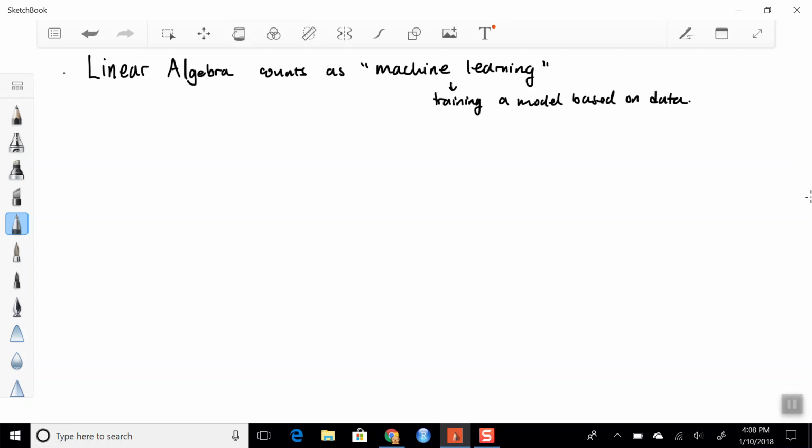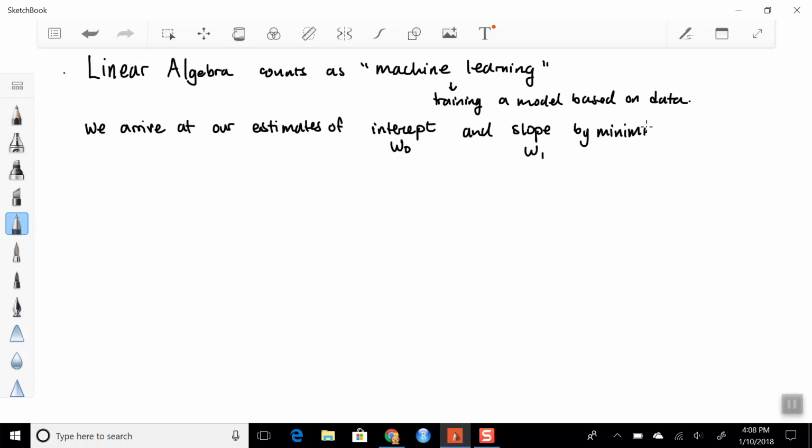So linear algebra does count as machine learning, and we looked at just a little bit of the analytic methods, and we glossed over parts of it, and we said we arrive at our estimates of intercept w0 and slope w1 by minimizing a loss function, okay?